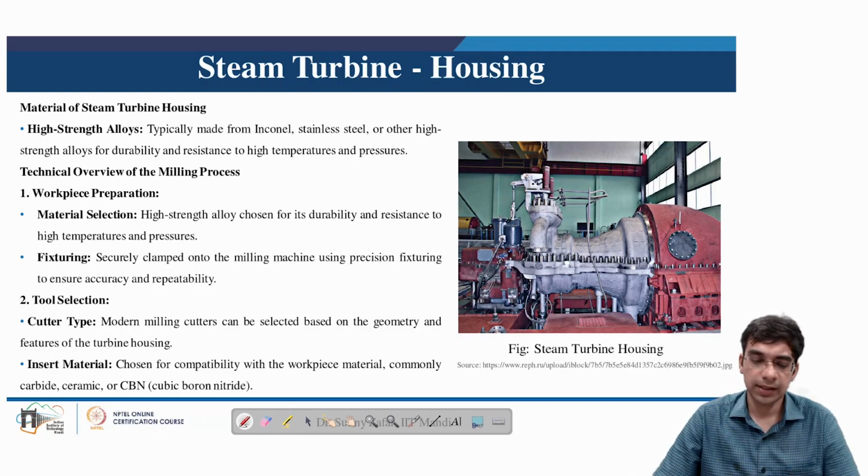The insert materials, as mentioned, are very hard materials, and they are successful in machining the high alloy stainless steels which contain a significant proportion of nickel and chromium.